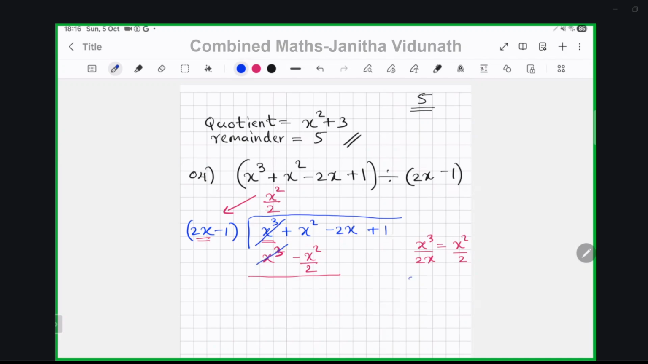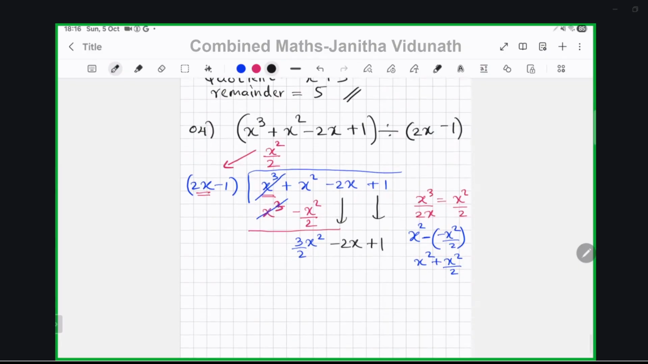Then here x square minus (minus x square over 2), that means x square plus x square over 2. Then it will give 3 over 2 times x square. Then we need to bring down the remaining terms, that means minus 2x plus 1. Now our leading term is 3 over 2 x square.